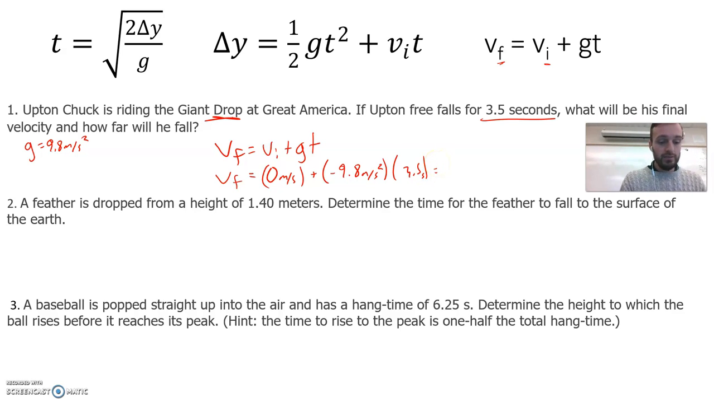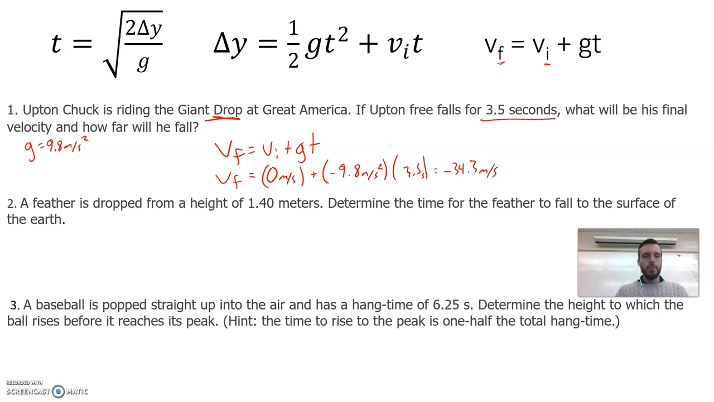Now, the reason we have the negative is because we're moving down, right? And so our velocity does include direction, so negative 34.3 meters per second would be how fast we're going at the end. But we also are asked to find how far he will fall. Well, how far, the distance in the vertical direction, is indicated as delta y.